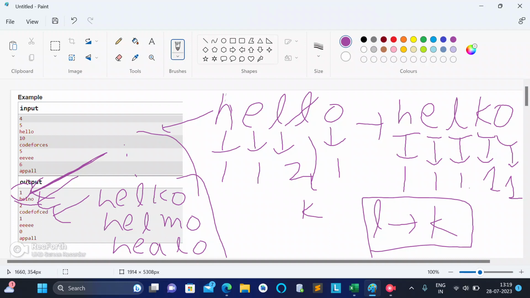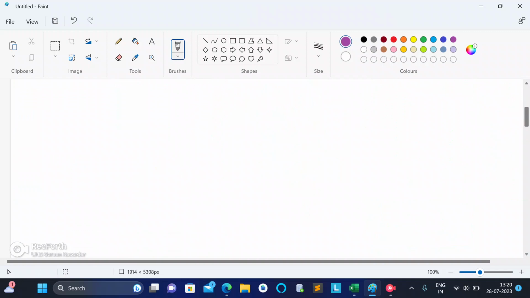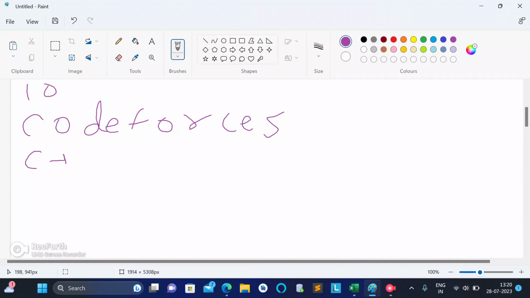So what we will do is we will follow 2 steps. The first step: let's understand the steps with the second example, CODEFORCES. In the second example, we are given CODEFORCES. What we will do is we will first maintain the frequency of each distinct character.